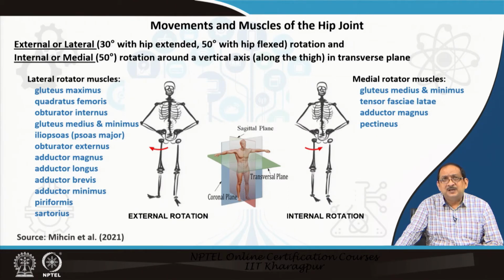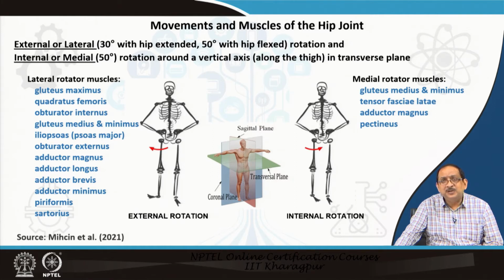The other movements are external or internal rotation. External rotation is also referred to as lateral rotation. The maximum angle of rotation is 30 degrees with hip extended and 50 degrees with hip flexed. The external or lateral rotation is indicated in the figure here. As you can see, it is a rotation which is away from the midline of the body. Therefore, it is lateral rotation.